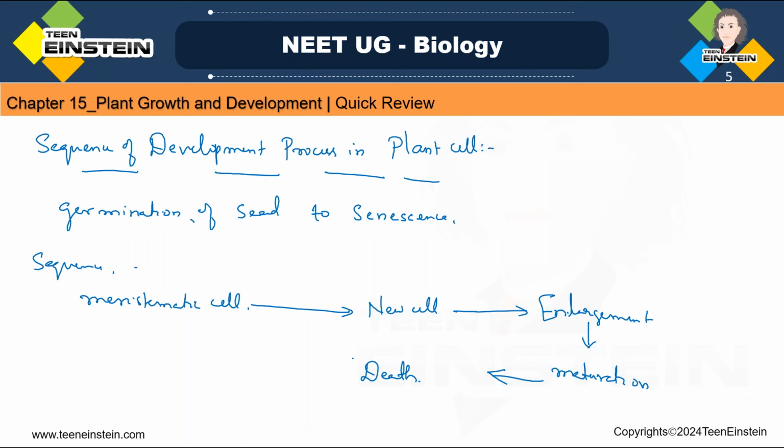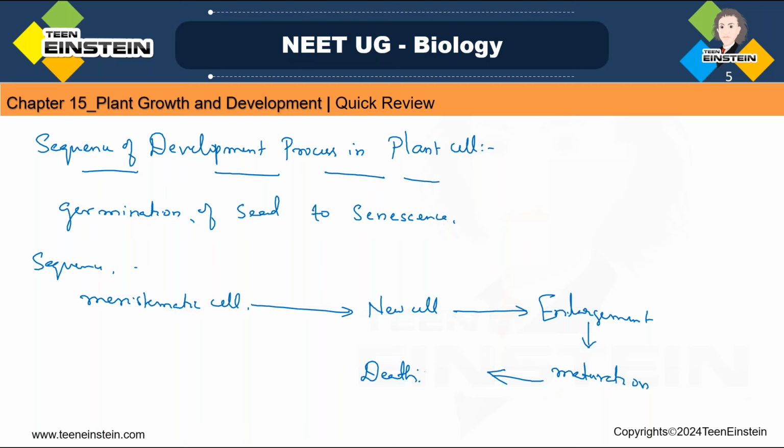So these are the steps. It may change slightly in the options with some other words, but these steps should be there. Meristematic cell, then from that a new cell. Meristematic means it will be in a stage of division. So from that new cells will form and undergo enlargement. Then it will undergo maturation. Then it goes to death. Right. So this is the sequence.